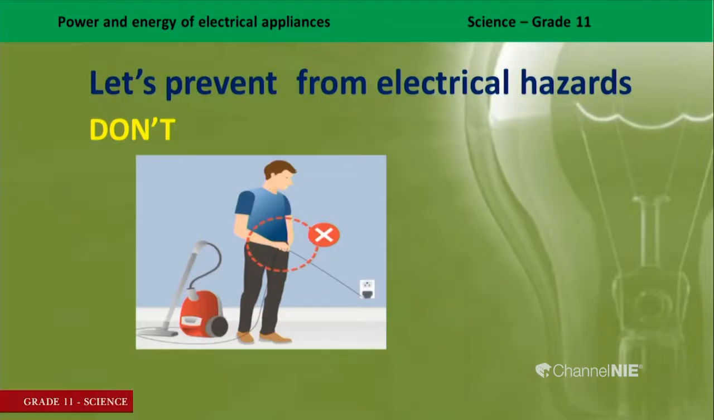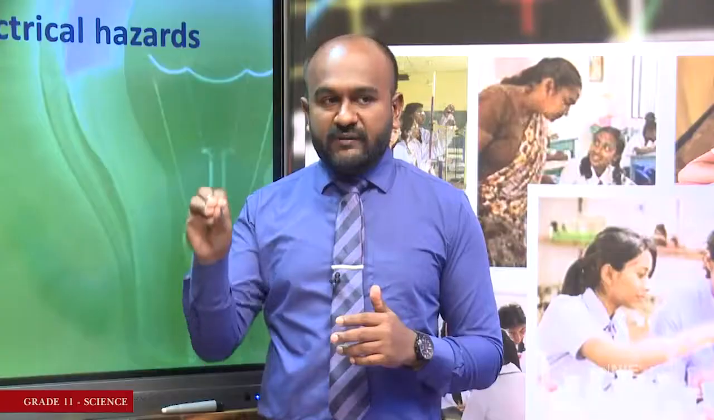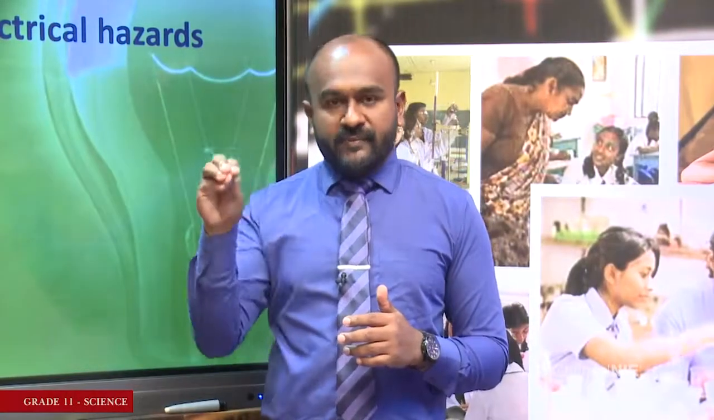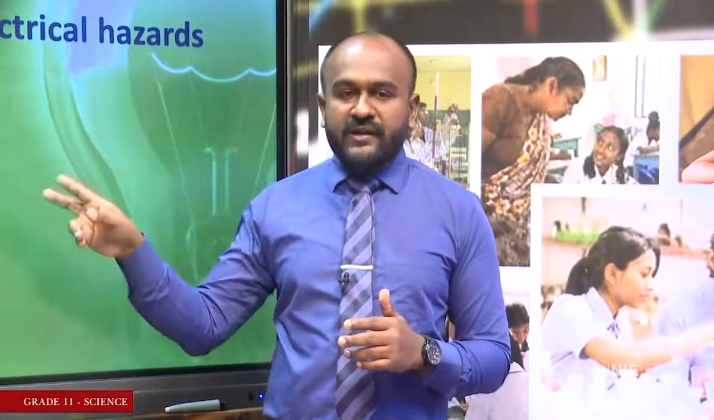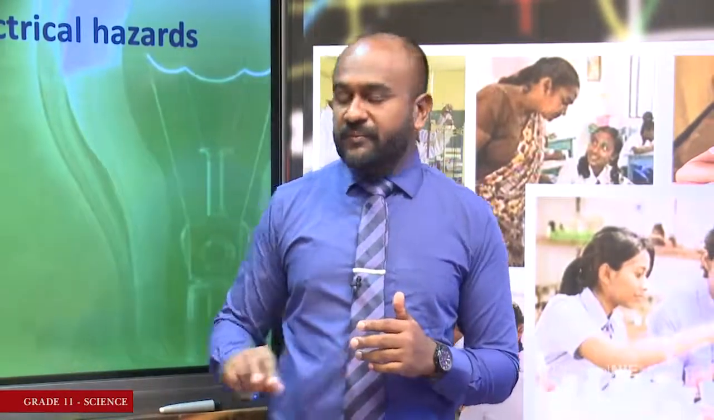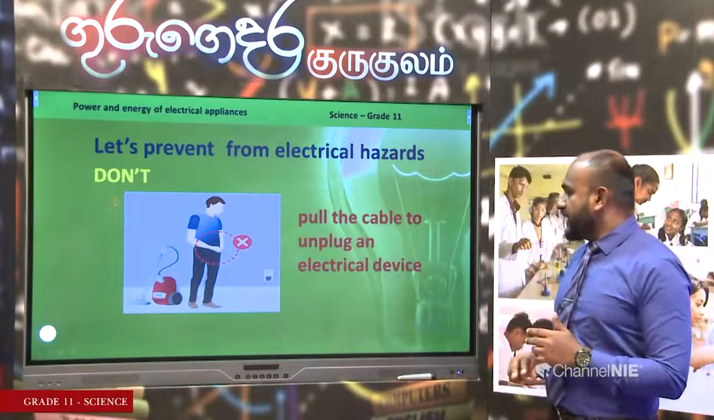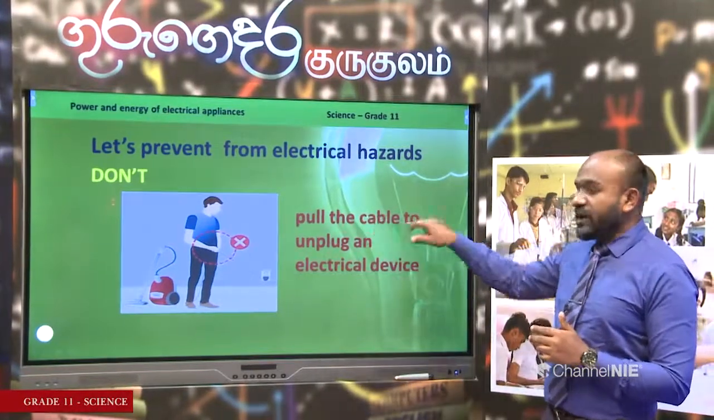What is that? This is something related to what we discussed earlier also. Can you remember earlier we learned how to unplug a device? Yes, we pull on the plug, not on the cord. So when we want to unplug a device, you pull on the plug, not on the cord. That is what you see in the picture now. Pull the cable to unplug an electrical device. We should not do it.